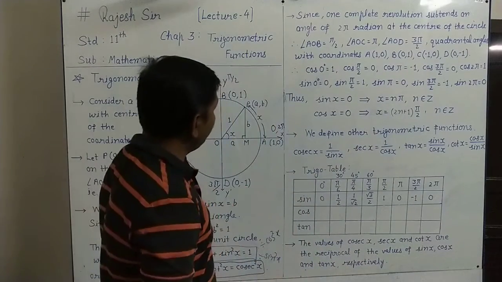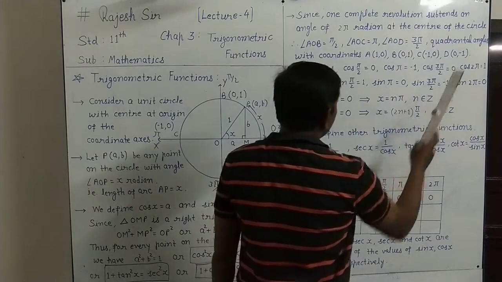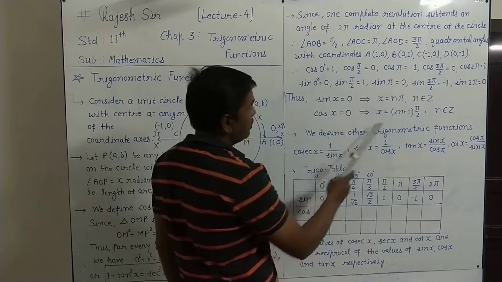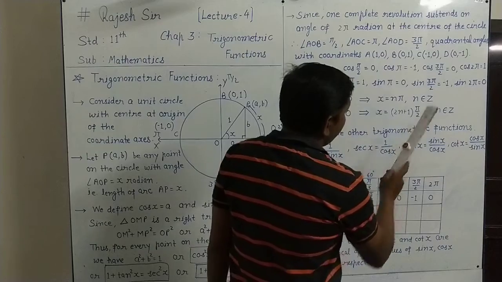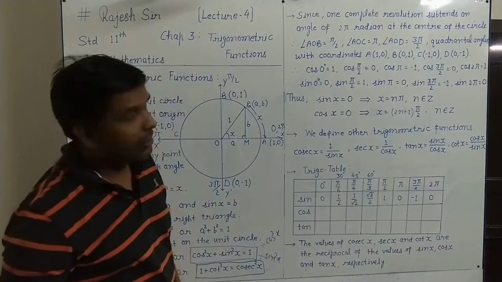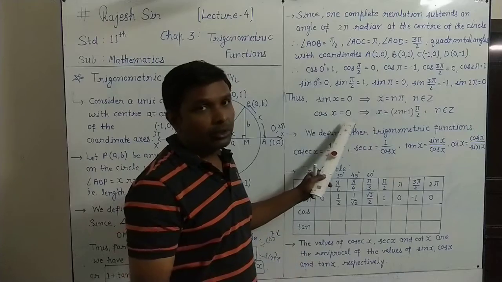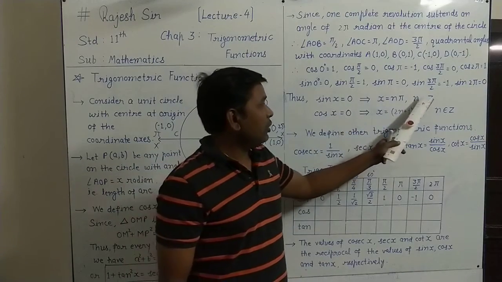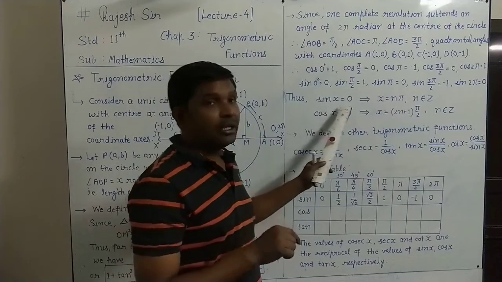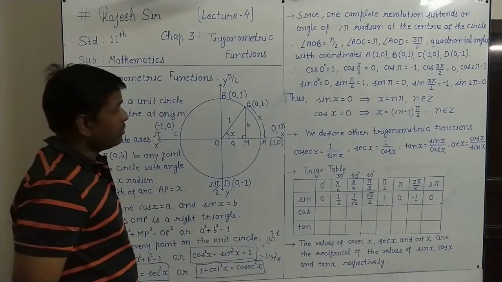Similarly, cos x is 0 at cos pi by 2 and cos 3 pi by 2. So in general, cos x equals 0 when the angle x equals (2n plus 1) pi by 2, where n again belongs to Z, meaning any integer. If you take any integer and place it here, on that angle the cos will be 0 always. And for any integer n placed in n pi, the sine will be 0. So this is the general case of sin x equals 0 and cos x equals 0.